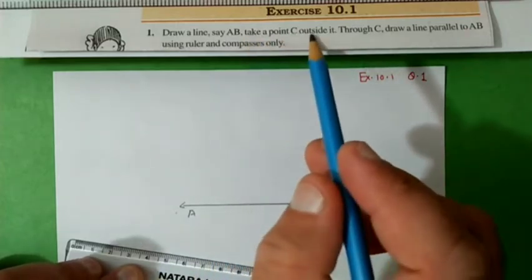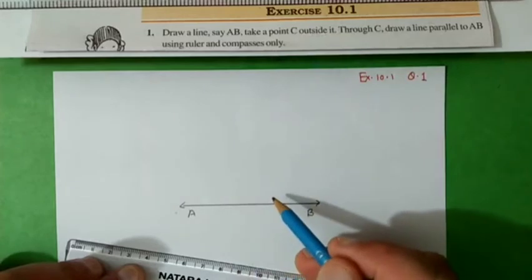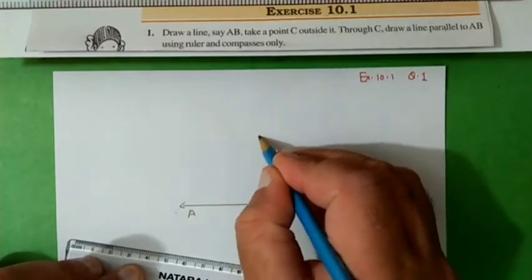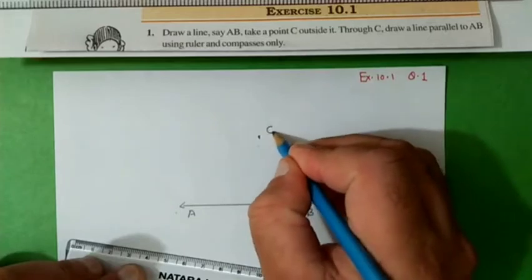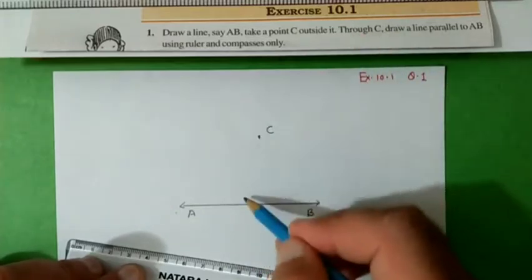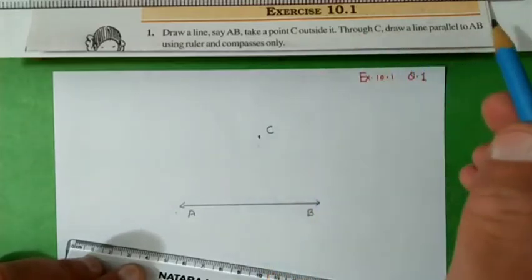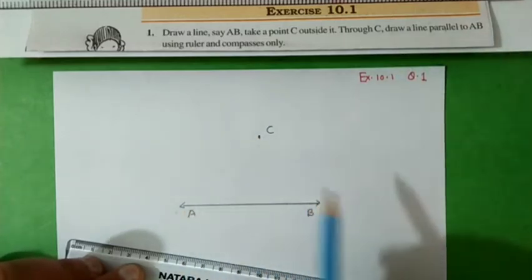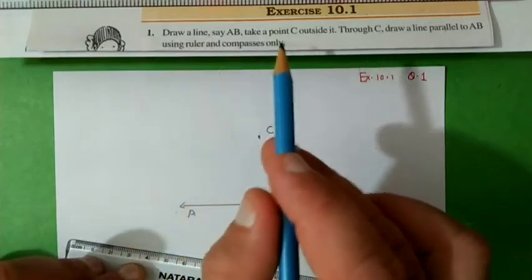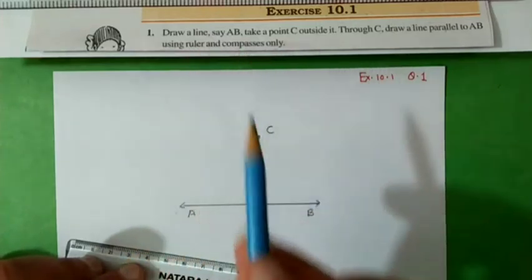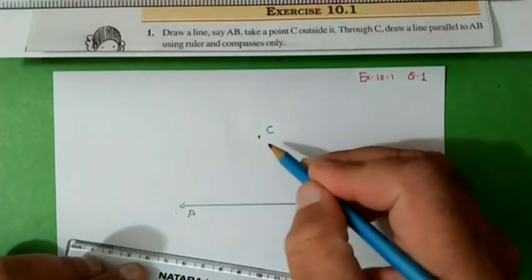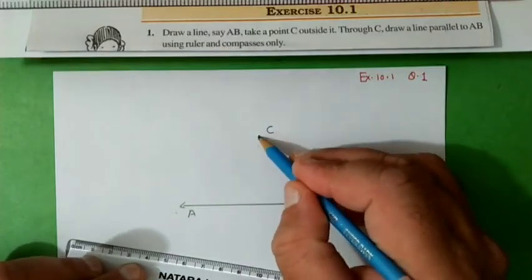Now take a point C outside it. So anywhere, on any side, we can take a point C. So I will take it at this side. Through C, draw a line parallel to AB. So you can see this is a line, and with the help of ruler and compass only, we have to draw a parallel line to AB from the point C.